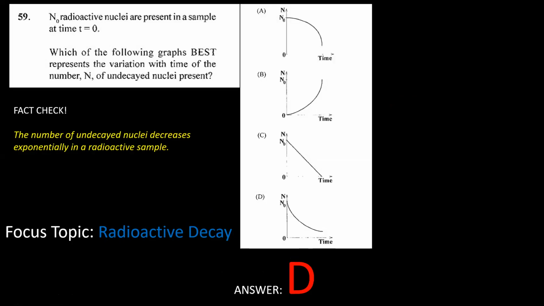59. If you have any radioactive nuclei present in a sample at time equals 0, which of the following graphs best represents the variation with time of the number of undecayed nuclei? Since the radioactive process results in an exponential decrease, your graph should slope downwards like this, and your answer is D.